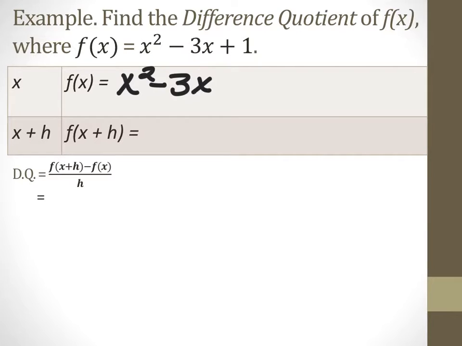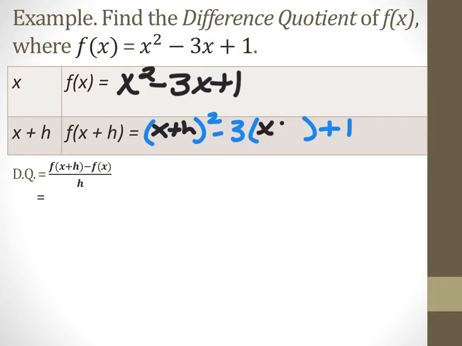minus 3x plus 1. And then the same argument as before, we're going to take the whole x plus h and substitute it in for each of the variables. This is going to take a little bit more work because we're going to square it. We're going to multiply it by 3. We're going to have to do some simplification here. x plus h, x plus h.